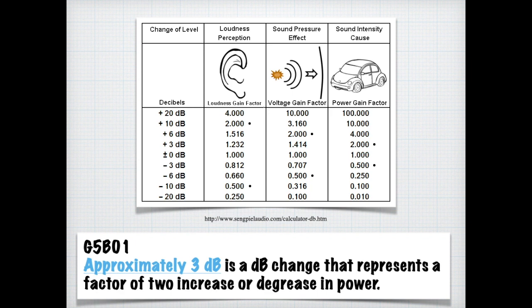Decibel is a unit of measure that measures the intensity of sound or a power level. It's done by comparing a signal with a given level and using a logarithmic scale. As you can see by the chart, there's a significant difference between 3 dB, 10 dB, or 20 dB when it comes to the power gain, which we're concerned with in amateur radio. For the exam, you just need to know that approximately 3 dB is the dB change that represents a factor of 2 increase or decrease in power.